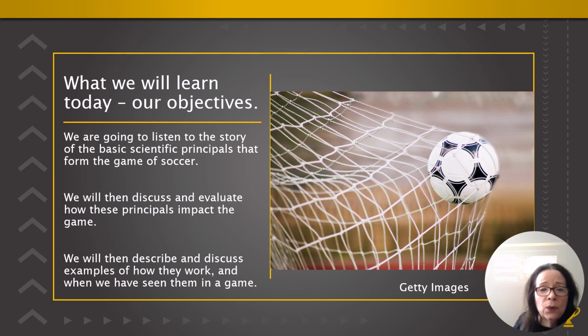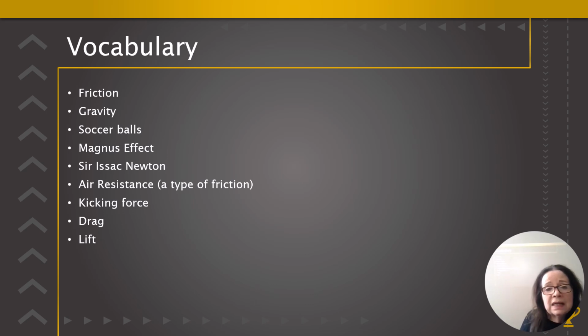Okay, today we're going to listen to the story of the basic scientific principles that form the game of soccer, and then we'll discuss and evaluate how these principles impact the game. Then we will describe and discuss examples of how they work and how they impact the game. We'll be discussing these words as vocabulary for this particular lesson.